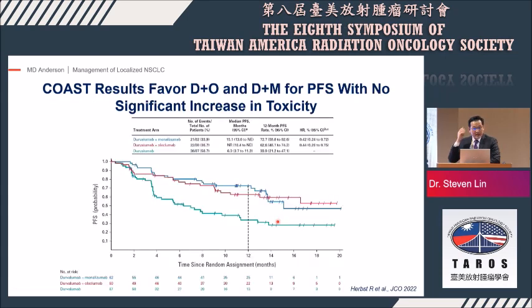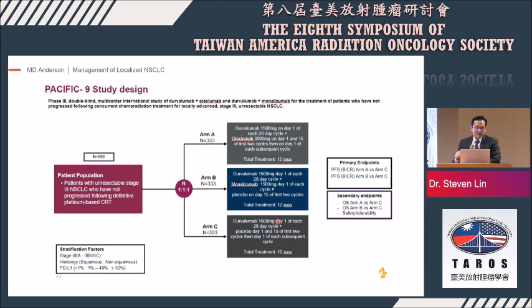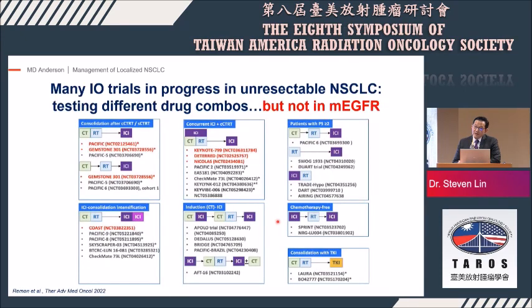So this was reported at ASCO and in the JCO last year. They found that, despite the fact that the outcomes in the durvalumab arm are quite poor, there was a statistically significant benefit with the combination of either oleclumab or monalizumab. Because of these results, this is the PACIFIC-9 design. This is a phase 3 international randomized, placebo-controlled trial testing whether monalizumab or oleclumab is going to improve outcomes compared to durvalumab alone. But there are many other trials out there.